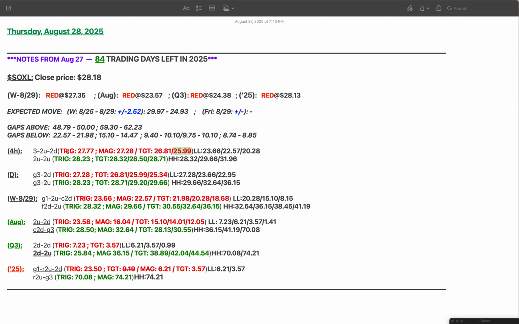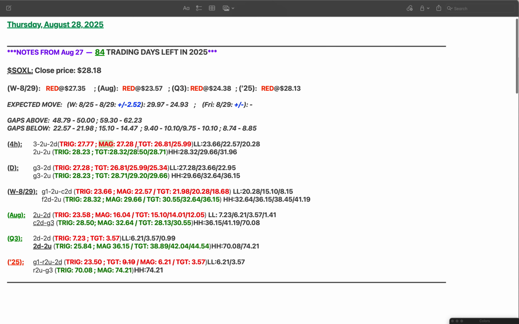Again, reversals have a trigger and a magnitude, which is basically your target, and then they have extended targets. A continuation just has a trigger and extended targets, right? It doesn't have a clear exit, so you have to use your judgment.